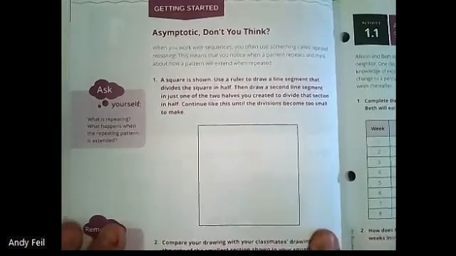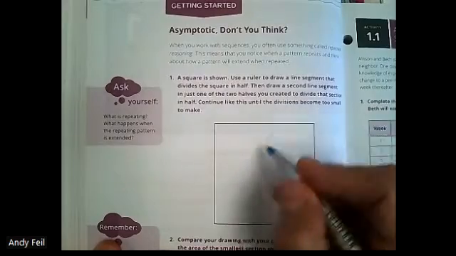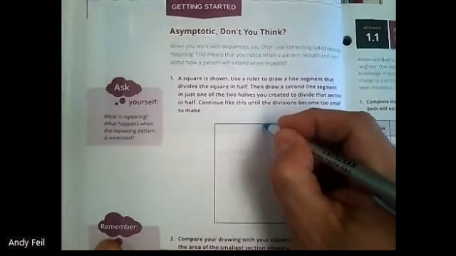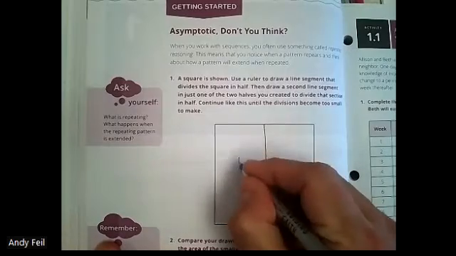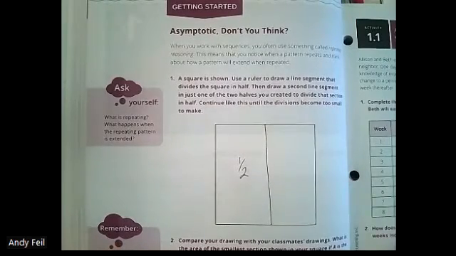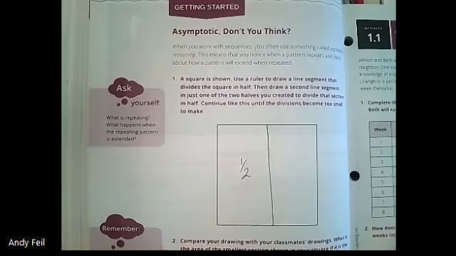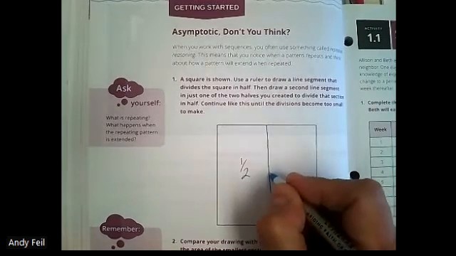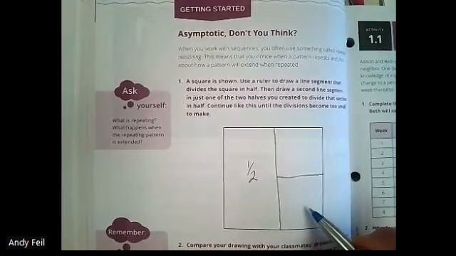All right, so a square is shown. Use a ruler, don't use a ruler. All I want you to do is this on yours. Divide this square in half. You got half on this side, right? Now see this rectangle on the right? Divide it in half. Do this in your book. Draw that line. How much of the square is this that I'm pointing at?